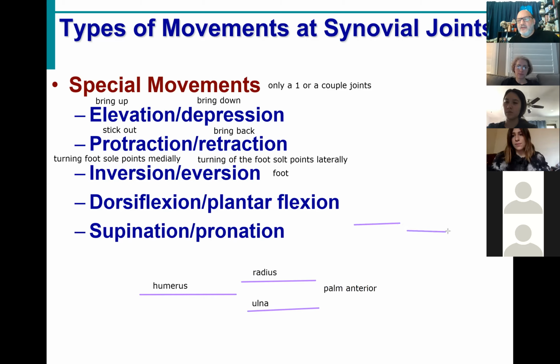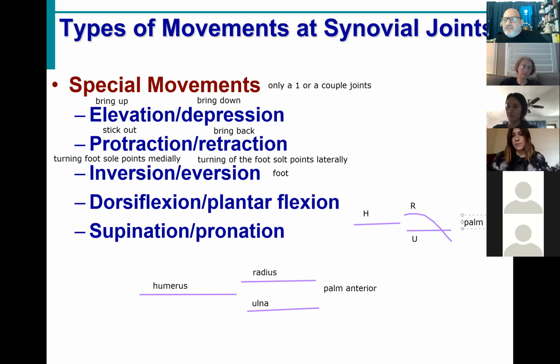The ulna doesn't move at all. The only bone that moves is the radius. The radius actually crosses over the ulna. You can actually see this and feel this in your own forearm as you're doing this. As you're turning it over, you can see that radius rotating over the top. And so when my palm is facing posteriorly, again, that's still the humerus. This is still the ulna. This is now the radius, but they have crossed, and now my palm is posterior.